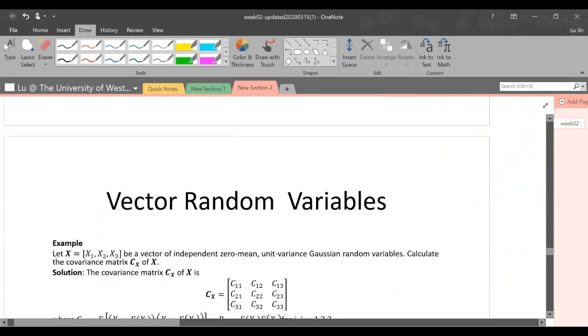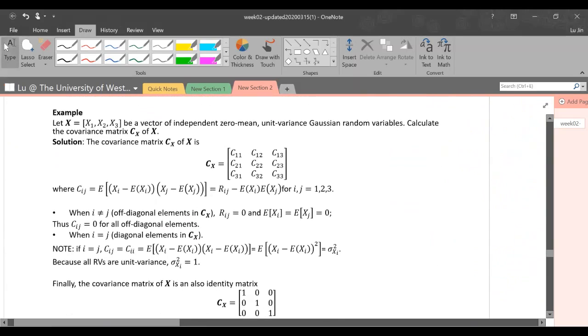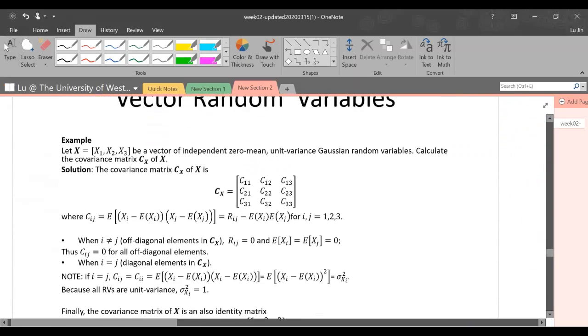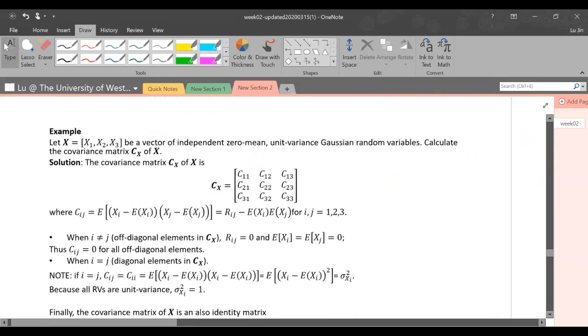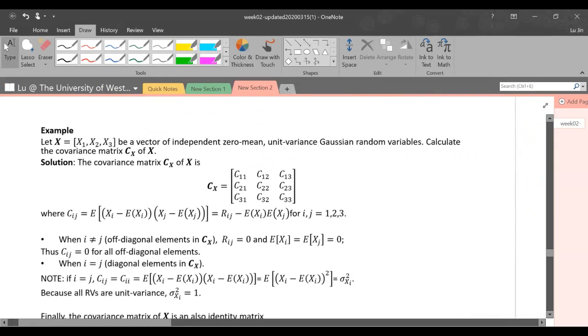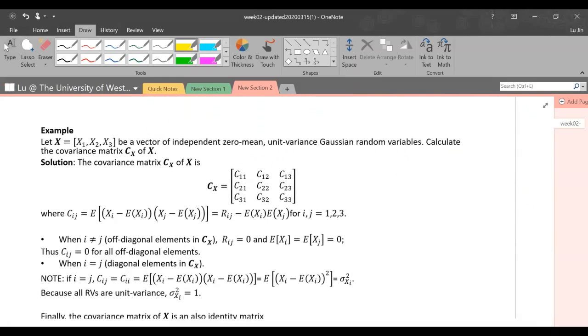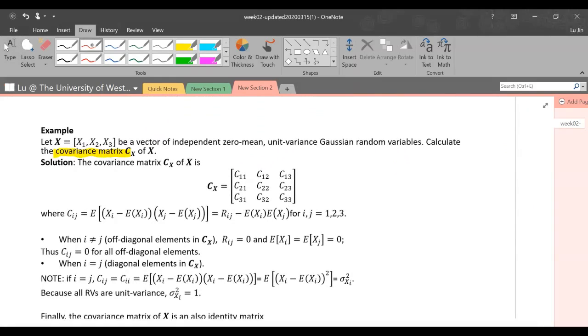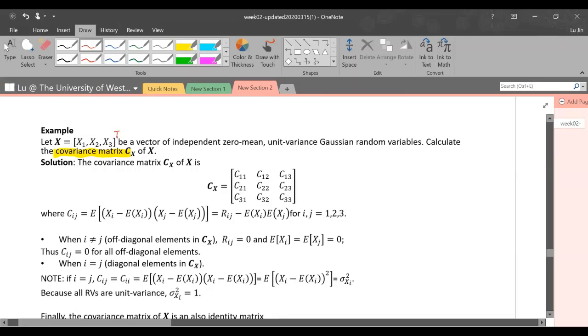Okay, this part is done. Let's move on to the next example. This example remains the same, so all the conditions are the same as the previous example. The only difference is we want you to evaluate the covariance matrix Cx. Again, I forgot the transpose of this vector, but now you know the x vector is equal to a column vector x1, x2, and x3.